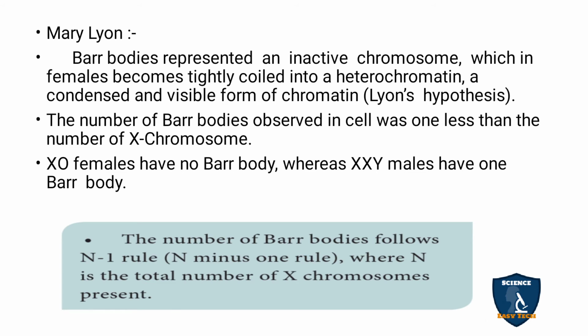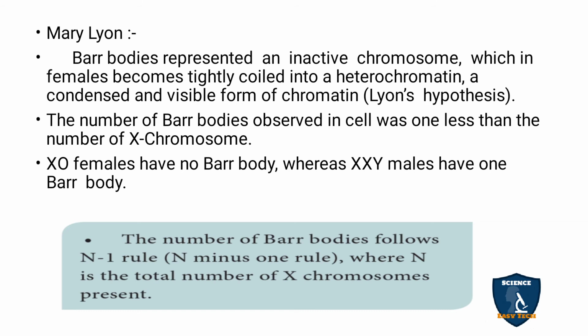Another person, Mary Lyon, described the Barr bodies as an inactive chromosome, which in females becomes tightly condensed, that is coiled into heterochromatin. A condensed and visible form of chromatin is seen; that is Lyon's hypothesis. So the Barr bodies are inactive chromosomes, tightly condensed in the female, which is called heterochromatin. This is Lyon's hypothesis.